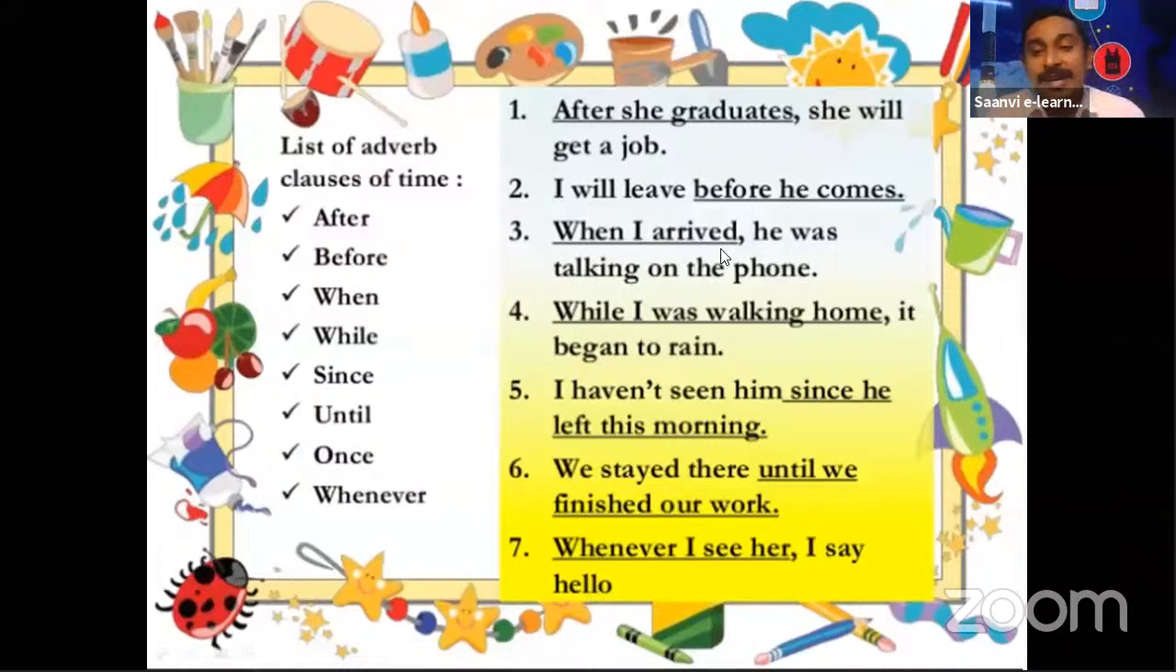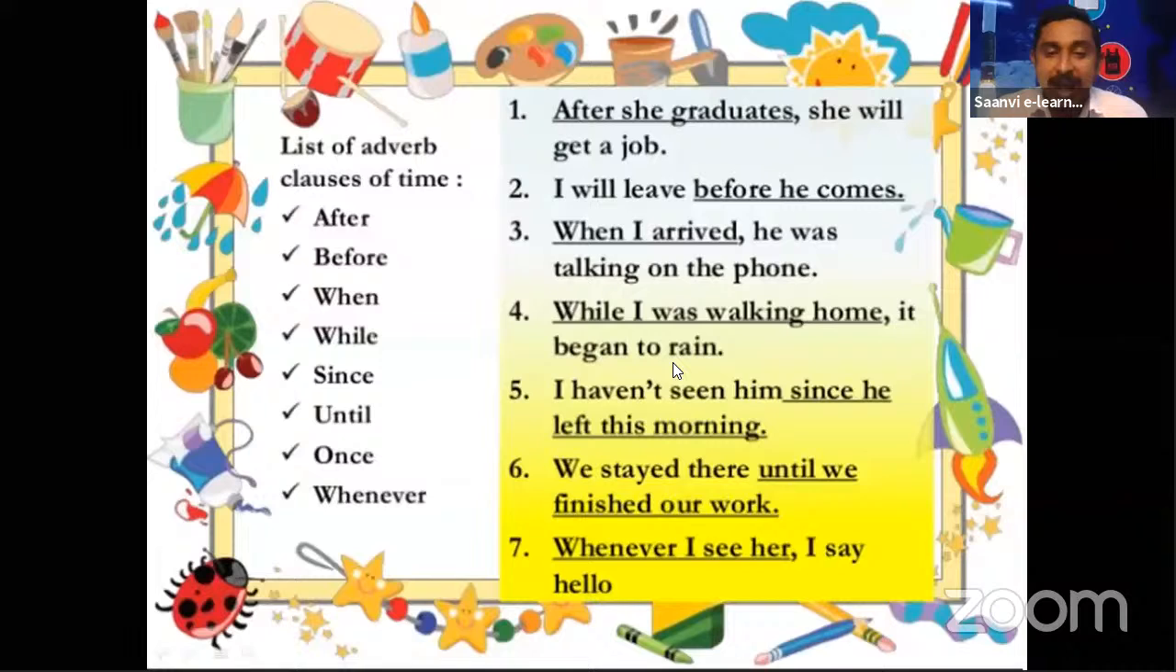When I arrived, he was talking on the phone. "When I arrived" is the adverbial clause of time. Using "while": While I was walking home, it began to rain. "While I was walking home" is the adverbial clause of time.